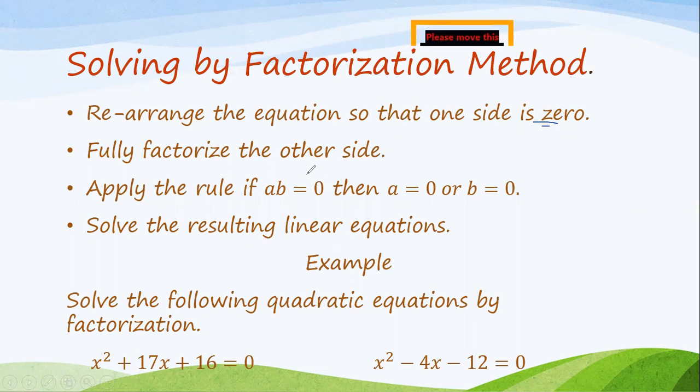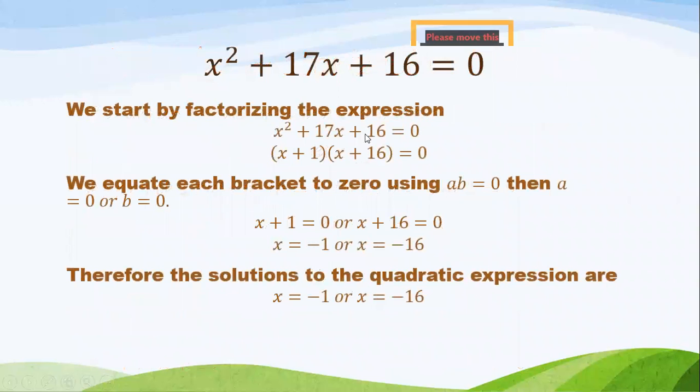The first step in using the factorization method is to rearrange the equation so that one side is 0, and then fully factorize the other side. We apply the principle that if AB equals 0, then A equals 0 or B equals 0. We solve the part A equals 0 and the part B equals 0, and we get the answers for the equation. Let's look at how we apply this to get the answers for each of these examples. Starting with the first example, x squared plus 17x plus 16 equals 0.